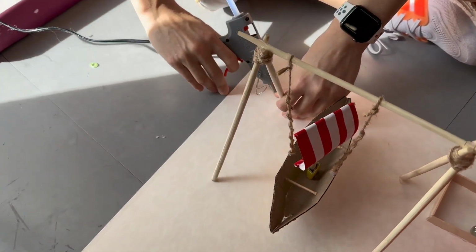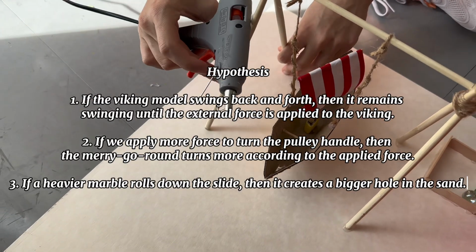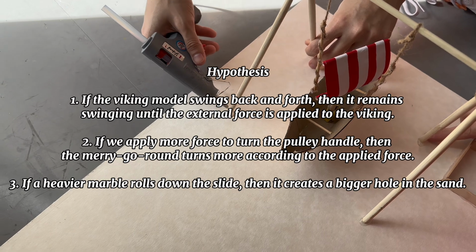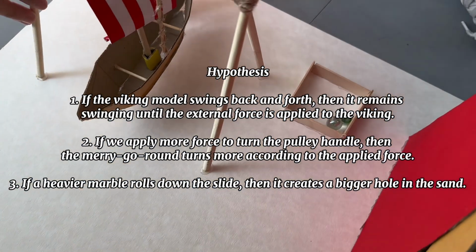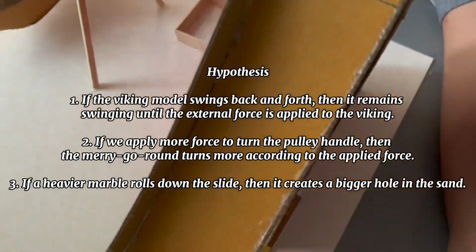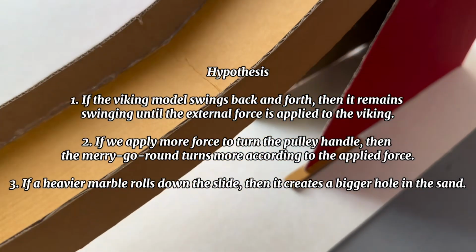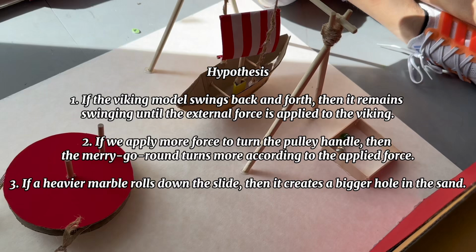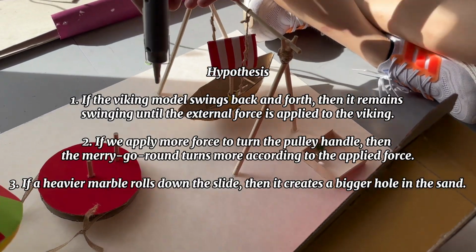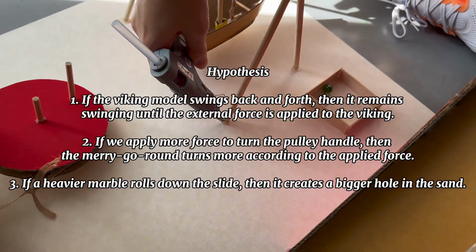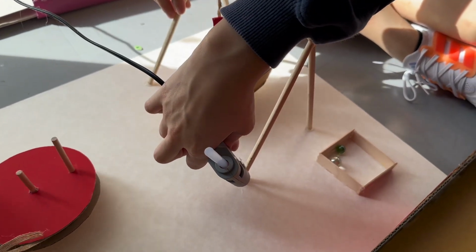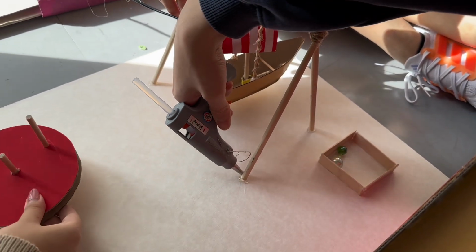Our hypotheses include: 1. If the Viking model swings back and forth, it remains swinging until an external force is applied to the Viking. 2. If we apply more force to turn the pulley handle, then the merry-go-round turns more according to the applied force. And 3. If a heavier marble rolls down the slide, then it creates a bigger hole in the sand. This experimental project was conducted over approximately 4 weeks.